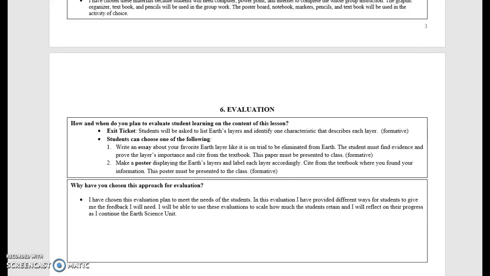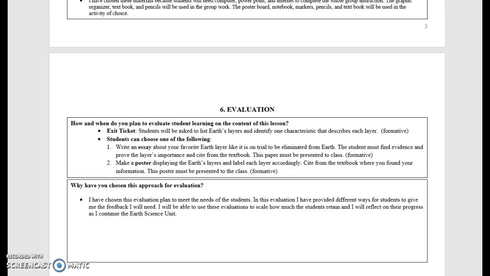Evaluation. The 2 forms of evaluation that I have are an exit ticket, and that's where students will be asked to identify the Earth's layers and identify 1 characteristic that describes each layer, and this is a formative assessment.